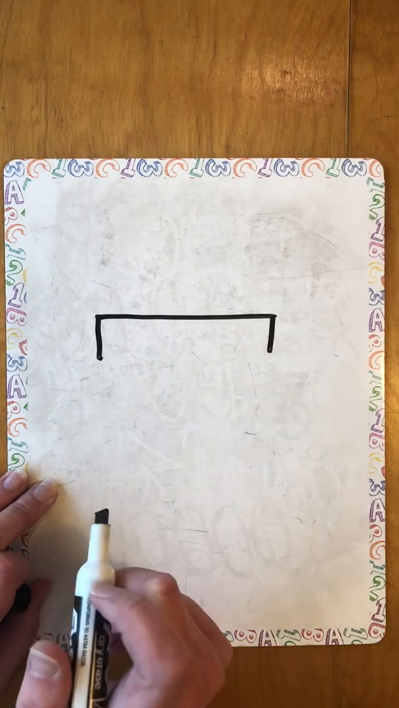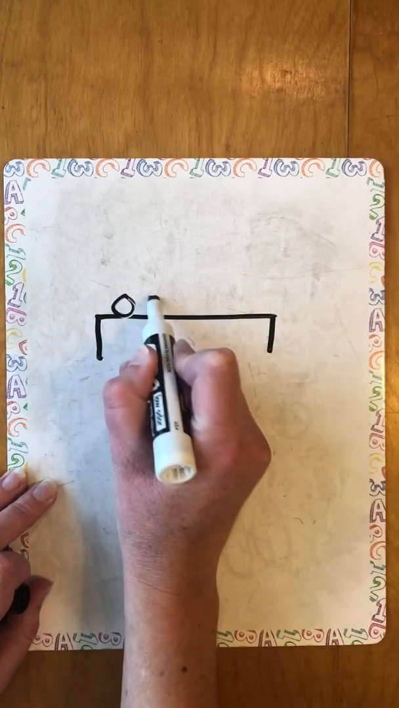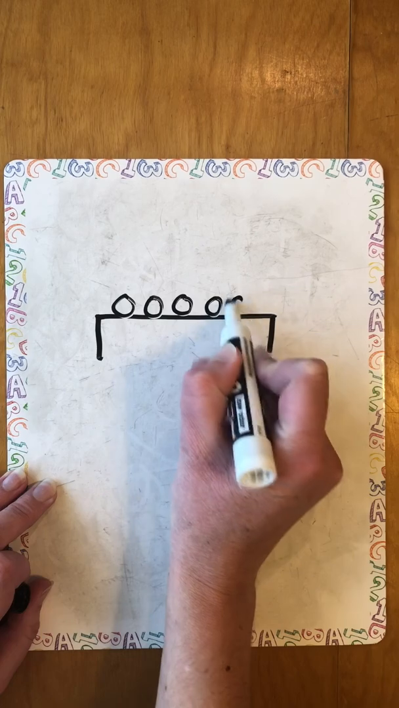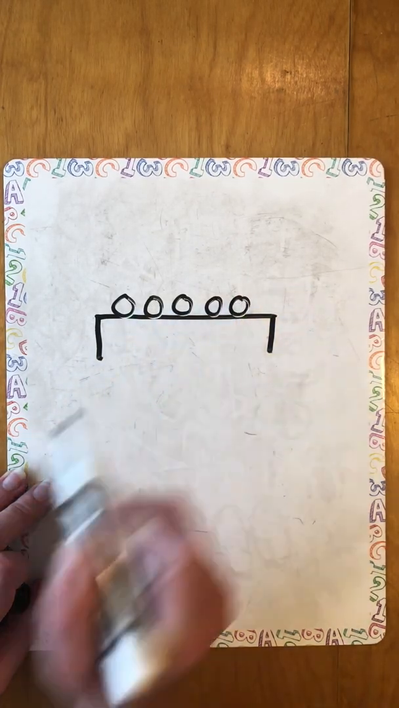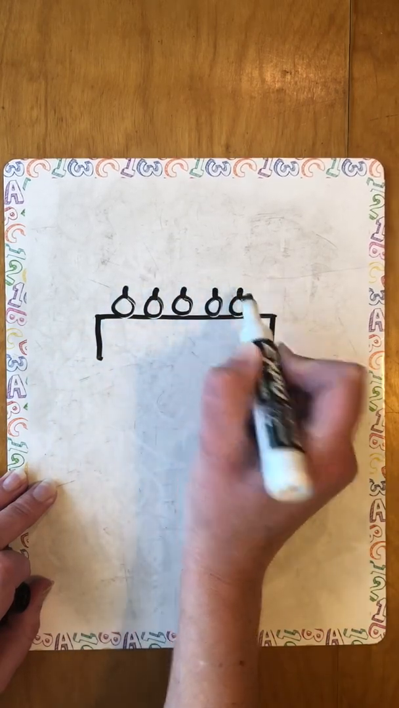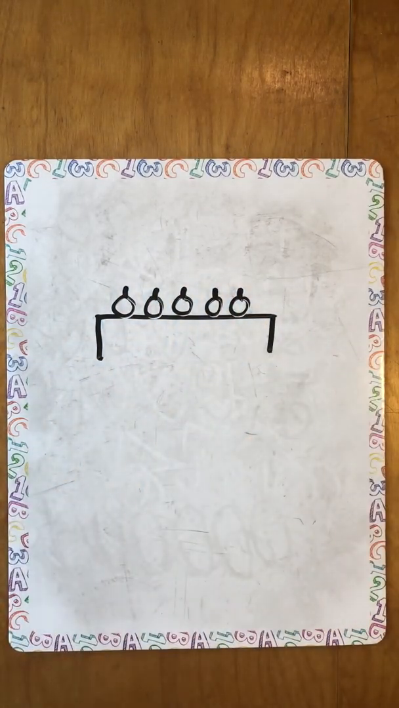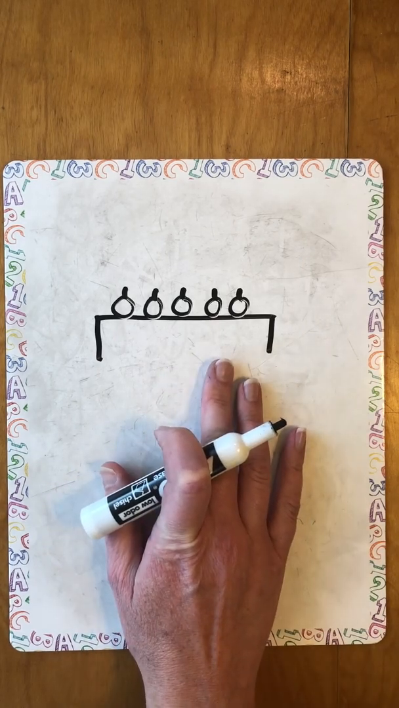So our story went like this. There were 5 apples on the table. I ate 1. So I'm going to focus on my 5 apples. 1, 2, 3, 4, 5. Get your 5 apples on the table. Okay, so now how we do this in math class is to show we take 1 away.